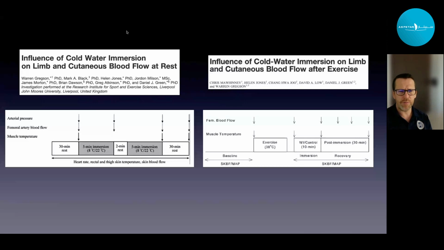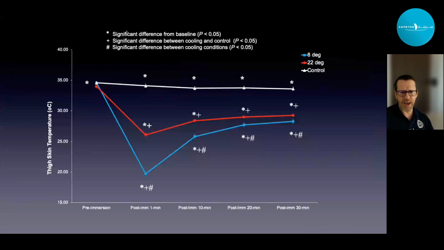But these two studies were very similar in that we used two practical ways of using cold water immersion, which essentially was a 10-minute block, two 5-minute periods with a 2-minute rest, at 8 degrees C and 22 degrees C water. So really cool, and then something that more reflects tap water temperature. And at different points, we'd measure things like femoral artery blood flow, the muscle temperature, and skin blood flow, etc. And we did exactly the same with the exercise one. But obviously, before we did that, we preceded it with a bout of exercise. So what I'm going to show you now is just some of the data in the exercise trial.